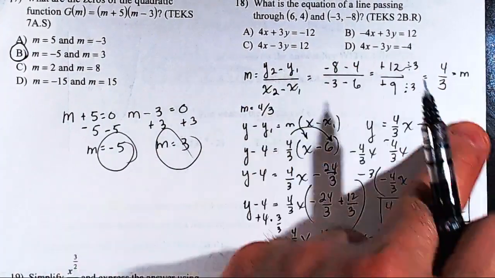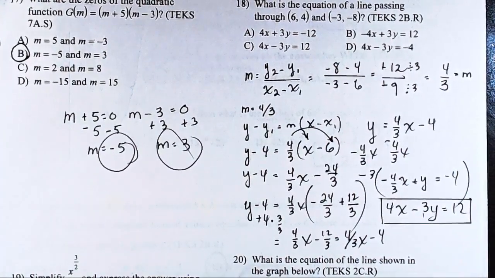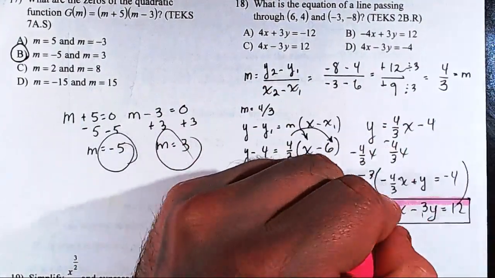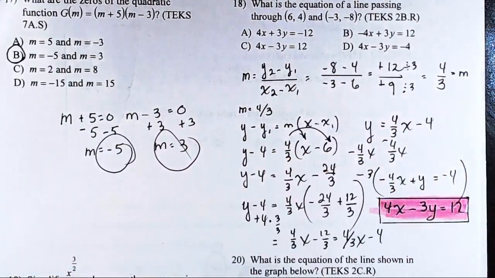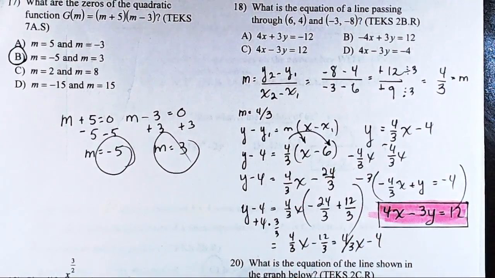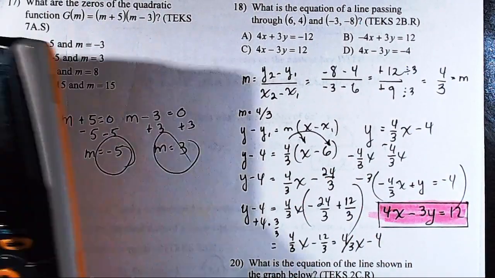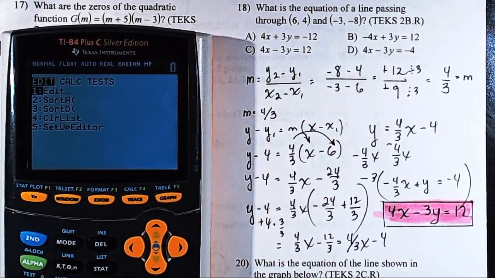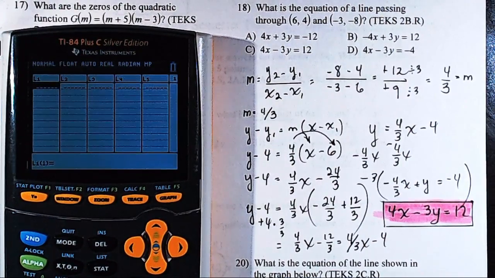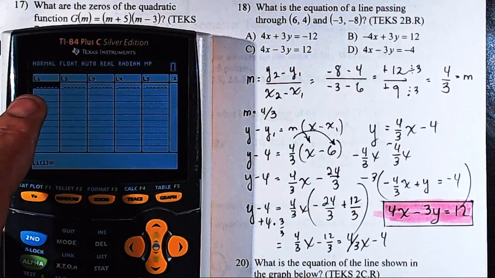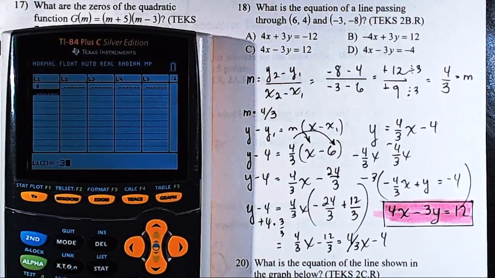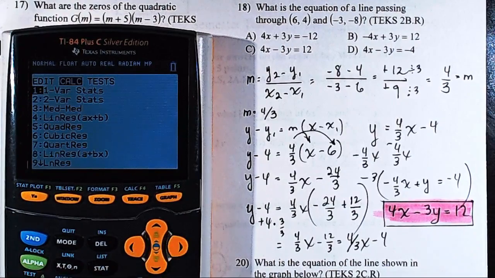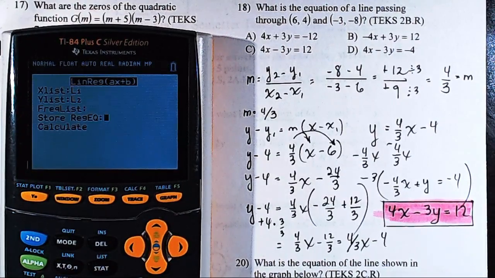Pause the video and make sure you can do this, because it's a critical Algebra 1 skill, and I'm concerned that by relying so heavily on the calculator, you don't know how to solve it by hand. However, if you are going to solve it by hand, and that totally confused you, hit Stat and then Edit. And then you will type in L1, which are the x values, 6 and negative 3, and L2, which are the y values, 4 and negative 8. And then hit Stat, Calc, 4. Enter, enter, enter, enter, enter.